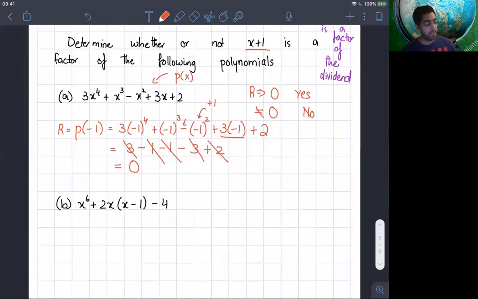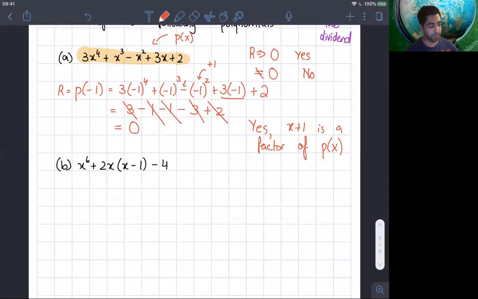So what have we done? It means when we divide this polynomial by x plus 1, the remainder comes out to be 0. So yes, we say x plus 1 is a factor of p of x. And what is p of x? It is this whole thing.